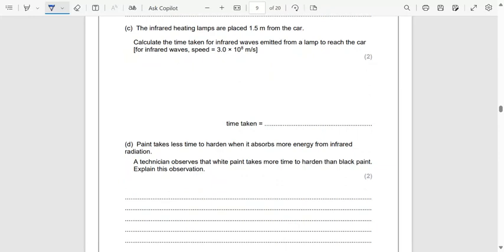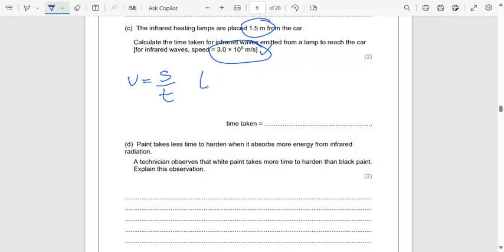We need to calculate the time taken for infrared waves to reach the car. So we've been given a velocity and we've been given a displacement, right? So we know that velocity is displacement over time. Now, are we allowed to use this formula? Yes, we are, because it's a constant velocity, so it's okay for us to use this formula. That's a good thing to check, right? This is the formula for constant velocity. If we've got an acceleration, we're not allowed to use this formula.